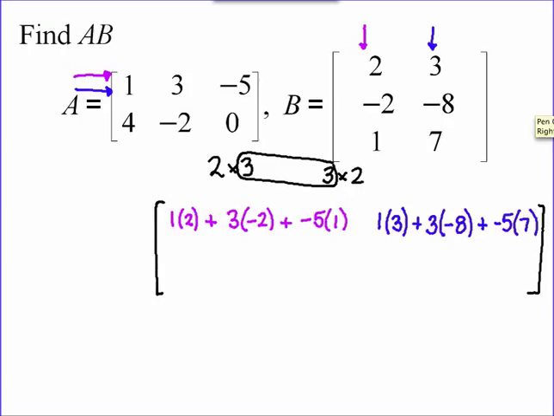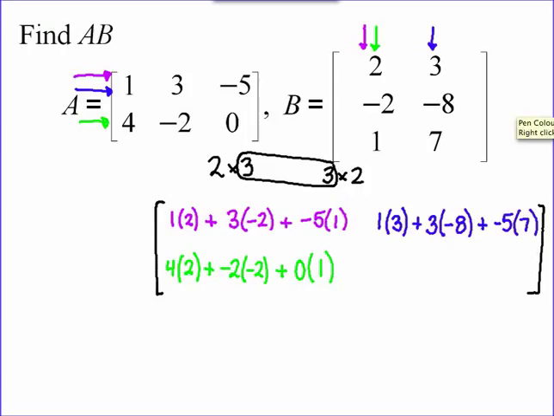Now we're going to do row 2, column what? 1. So I'm going to take 4 times 2 plus negative 2 times negative 2, plus 0 times 1. Good. Now, one of the things you're going to notice, the numbers in the parentheses match up in the first column here. Okay, 2, 2, negative 2, 2, and 1, 1.